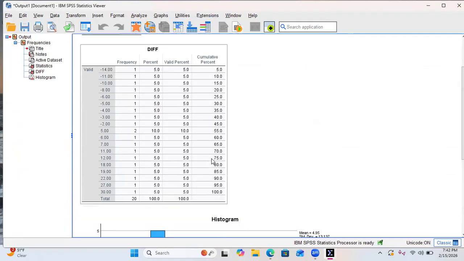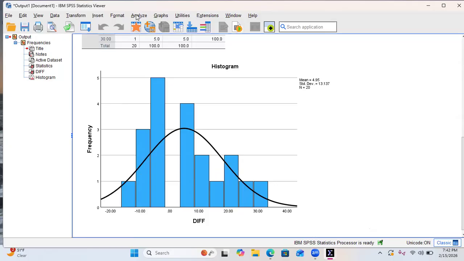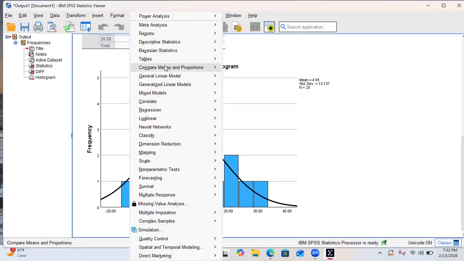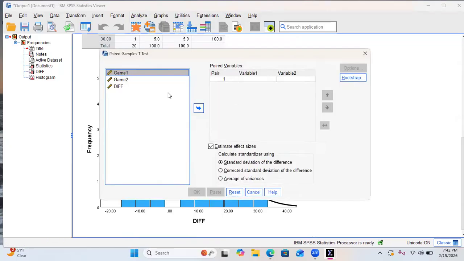We're going to scroll down, and here we have our histogram. As you can see, our histogram, I would say, does not pass the normality curve here. However, due to the assignment, we're going to assume that the assumptions have been met and perform that t-test either way. So now I'm going to go up to Analyze, go to Compare Means, and we're going to do the paired samples t-test.